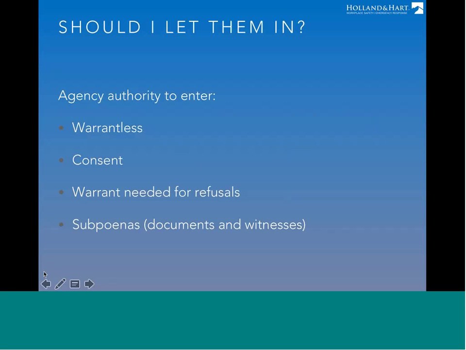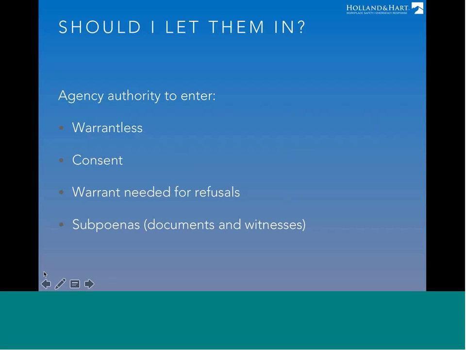So if OSHA does come to your site, many times the initial question that we get is, what do I do? Do I let them in? Do I ask them to get a warrant? What is their authority? What are my obligations with respect to producing documents? Do I have to participate in interviews? And it's important to understand what your rights are when OSHA arrives on your work site.